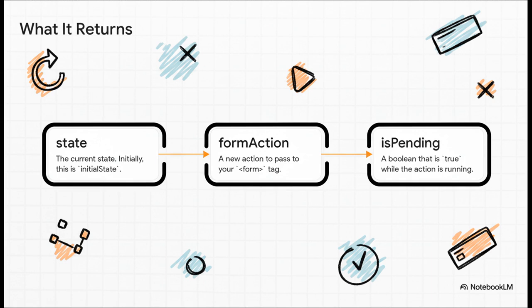First, you get the state itself. This will automatically update with whatever your action function returns. Second, you get a new form action that you literally just pass to your form tag. This is the magic connector. And third, and this is a total game changer, you get isPending. It's a built-in Boolean loading state. That's right, no more manually flipping isLoading from true to false. The hook does it all for you.